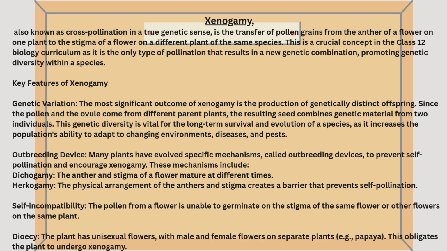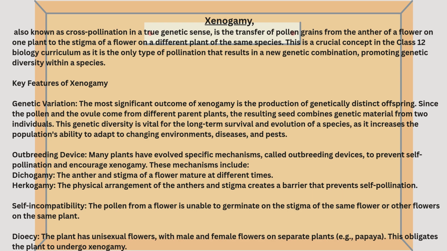Now we'll see the outbreeding devices. Many plants have evolved special mechanisms called outbreeding devices to prevent self-pollination and encourage xenogamy. These mechanisms include dichogamy, hercogamy, self incompatibility, and dioecy. Now we'll see the first.